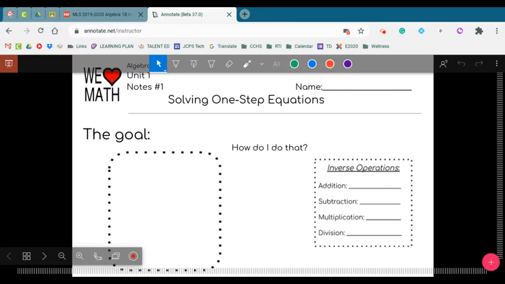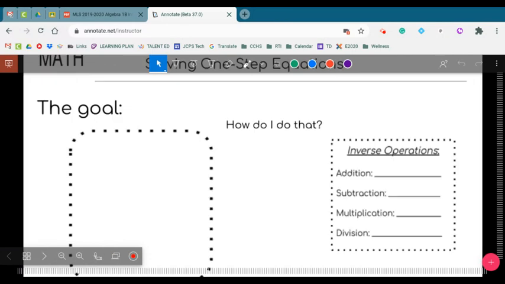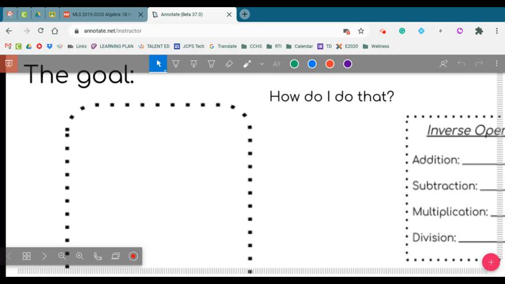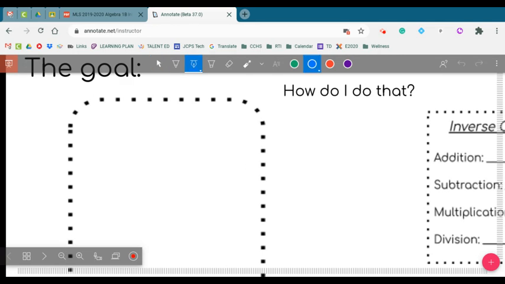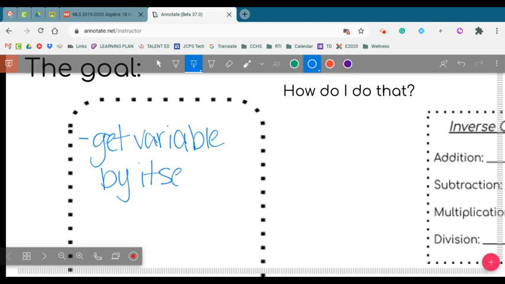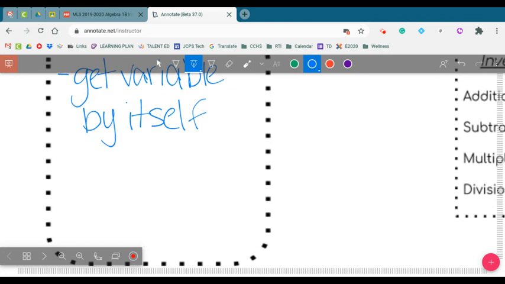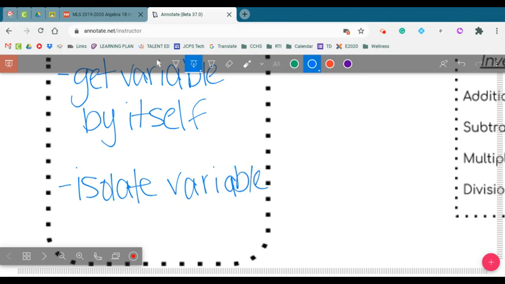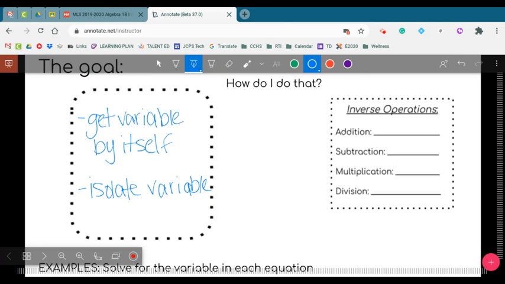Okay, so whenever we're solving one-step equations, our ultimate goal is to get the variable by itself. We could also say we want to isolate the variable. Whenever I say get the variable by itself, we want it by itself on one side of the equal sign.